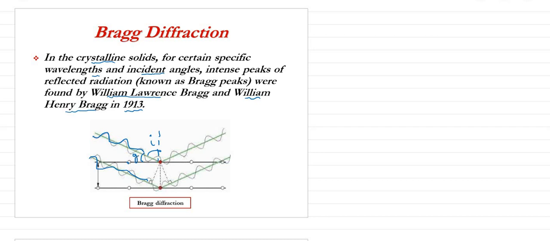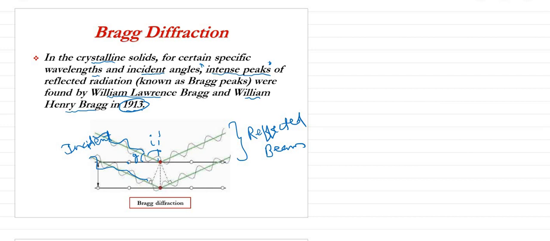This angle is called the glancing angle. They found intense peaks of the reflected radiation, that is, after the reflection. This is the reflected X-ray beam, and this is the incident beam. So what the Braggs found in 1913 was an intense peak of reflected radiation, and from that intense peak they derived what we call Bragg's condition.